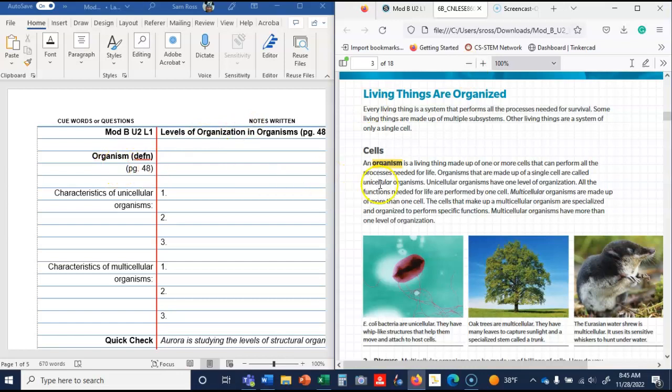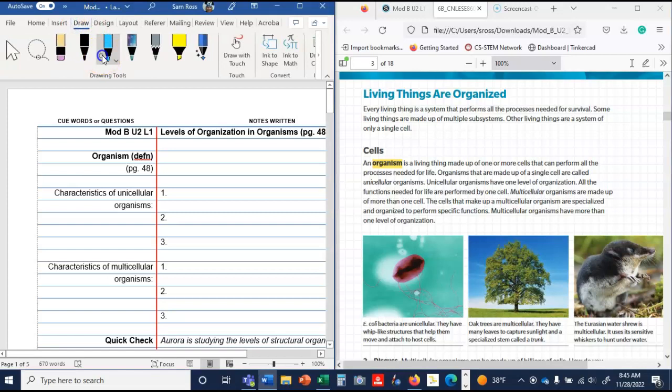Okay, so you can clearly see the definition of organism is right here. And we're talking about living things, how living things are organized, so levels of organization. The definition of organism is a living thing made up of one or more cells that can perform all of the processes needed for life. I'm going to check these as I go through.